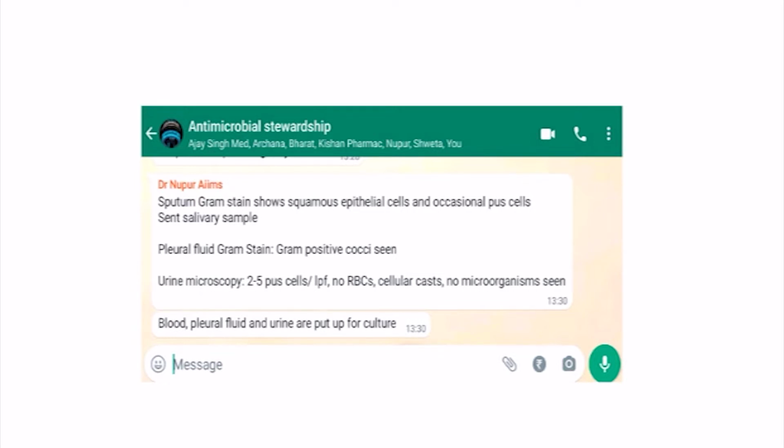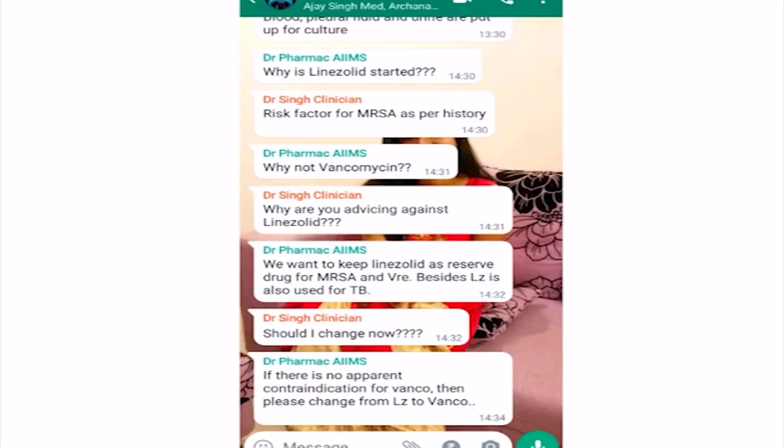Two hours later, the microbiologist has replied and the report is: sputum gram stain shows, on a Bartlett's-grade salivary sample, occasional pus cells with GPCs in chains, and pleural fluid gram stain shows no pus, GPCs in chains. Urine microscopy shows 2 to 5 pus cells with cellular cast seen. No other findings are there and culture has been put up.